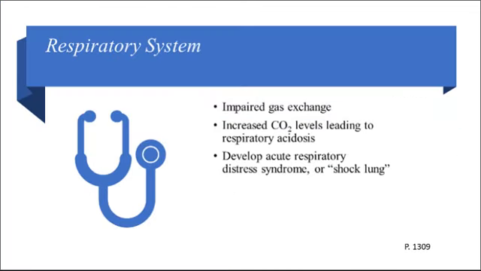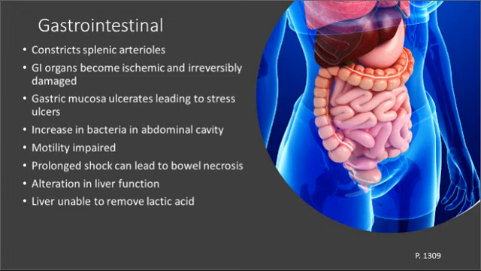Okay, your respiratory system. There's impaired gas exchange, increased carbon dioxide levels leading to respiratory acidosis, acute respiratory distress syndrome, or shock lungs. Their respiratory rate goes up even though their alveoli are not being perfused, as we talked about with pulmonary edema, pulmonary embolism. If you remember that, at that alveolar capillary exchange level, it's not happening. So you're breathing faster, the body's trying its best, but there's no exchange taking place. Your GI system.